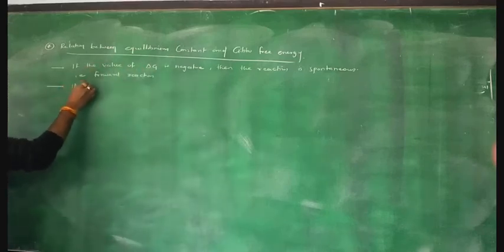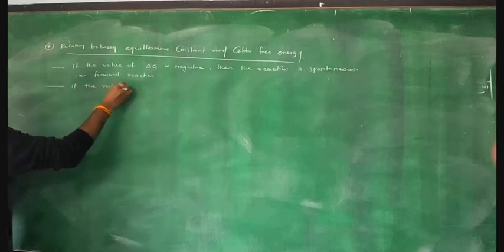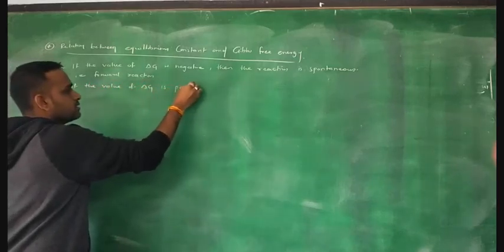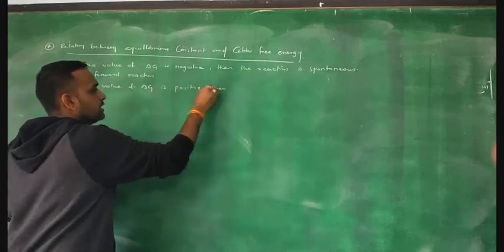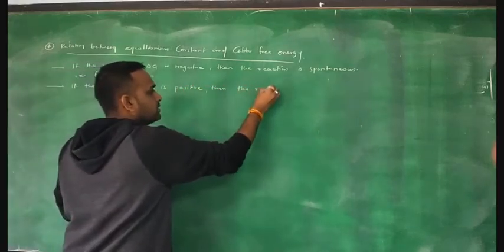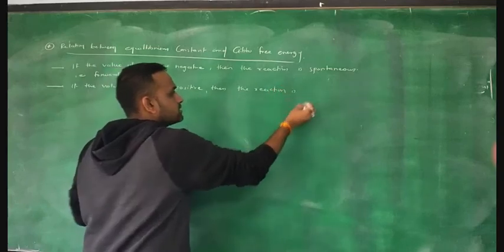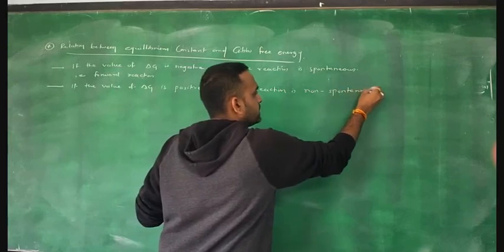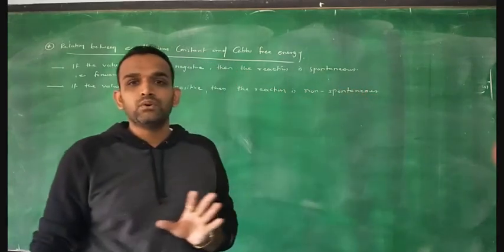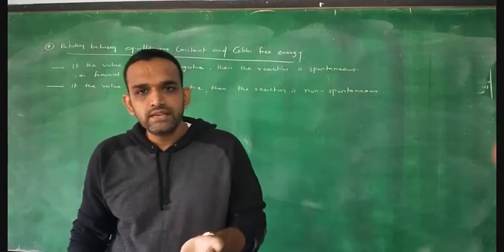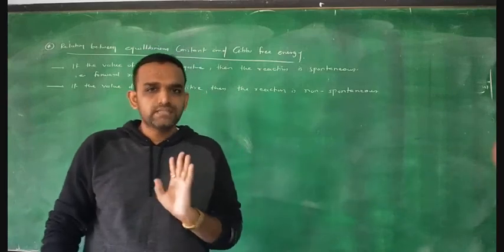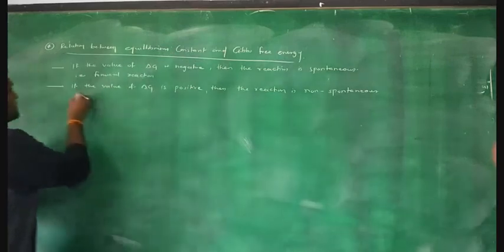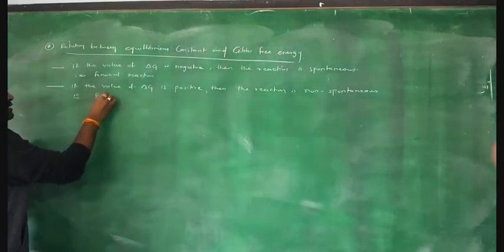If the value of delta G is positive, then the reaction is non-spontaneous. The reaction will not happen on its own. That means we can say that reverse reaction, or you can say the direction from product to reactant, that is reverse reaction.